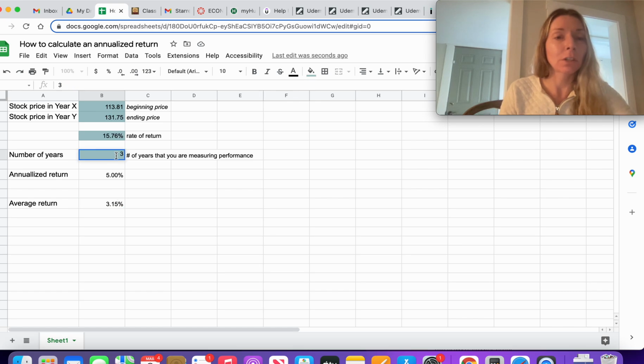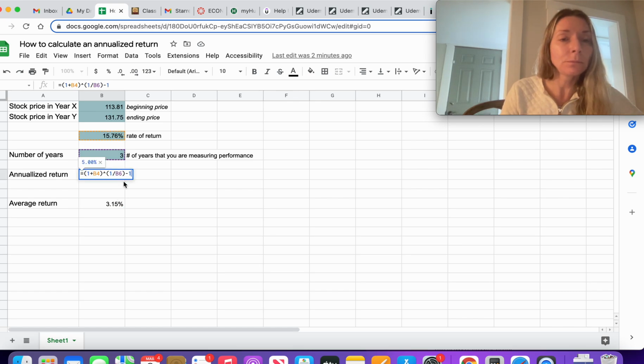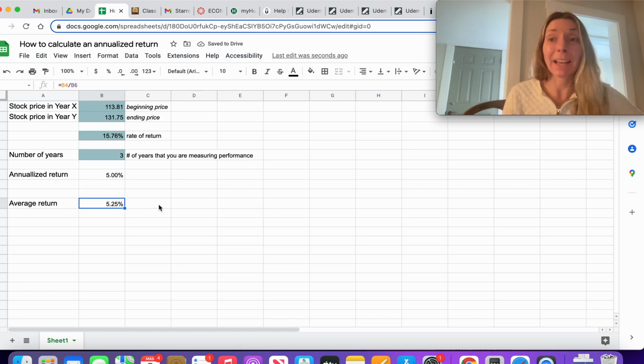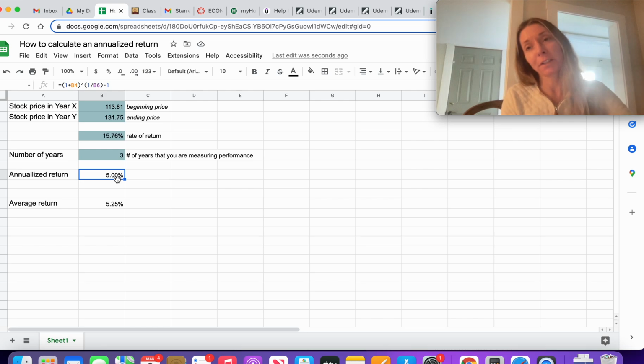Sorry, let's change this. Okay, and then the average return. Sorry, I need to put my formulas in there right. So my average return again is a little bit higher than that annualized return because we're taking out the impact of compounding.